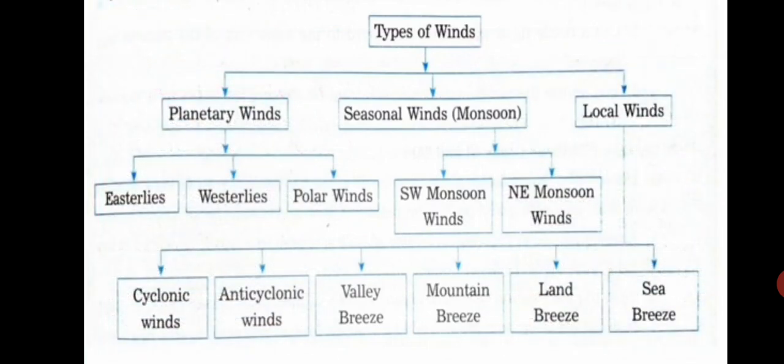So what did you learn in this chapter? You learned about types of winds, the three types: planetary winds, seasonal winds, also called monsoon winds, and local winds. Planetary winds are further subcategorized as easterlies, westerlies, and polar winds. Seasonal winds are of two types, that is southwest monsoon winds and northeast monsoon winds. Local winds are further categorized as cyclonic winds, anticyclonic winds, valley breeze and mountain breeze, land breeze and sea breeze. So this way we have completed our chapter on winds.